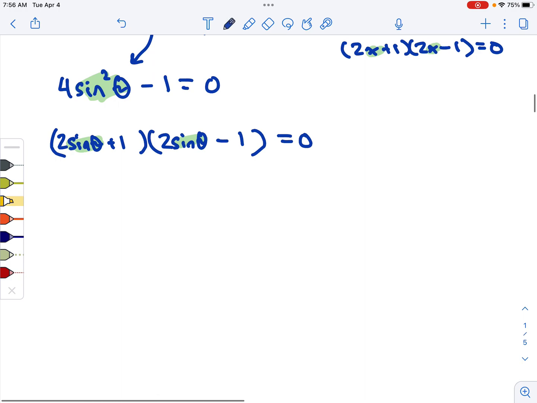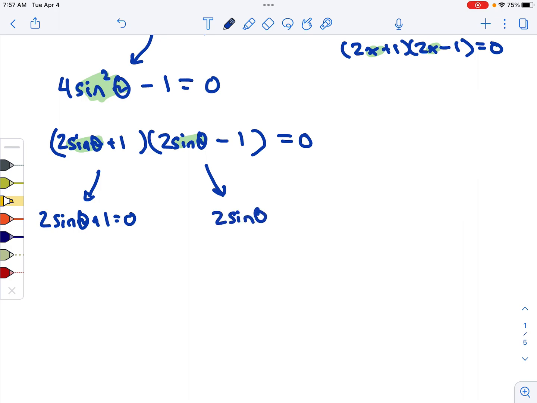Okay. So by zero product property, I'm going to set each of these equal to 0. So 2 sine theta plus 1 equals 0, and then 2 sine theta minus 1 equals 0. Let's take it one at a time. So here I'll subtract 1 from both sides. And over here I'll add 1 and then divide by 2 from both sides.